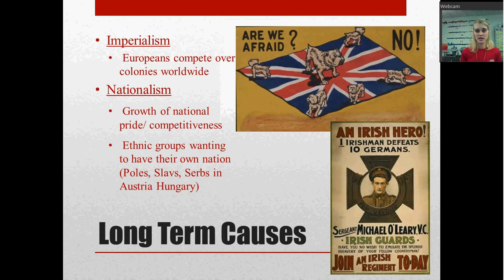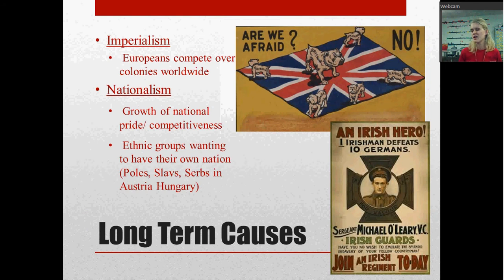So in the Austrian Empire, you might have people who are Serbian, who live in Austria, and that's their political nation, but they consider themselves Serbian. And that's what they consider their nation. You can see this over here. This is playing at Irish nationalism, right? So this idea that one Irishman can defeat 10 Germans, right? So join an Irish regiment today, join an Irish national regiment. And a lot of these ethnic groups are wanting their own political boundaries. Groups like the Polish people, Slavics, and Serbs are big in Austria-Hungary, Bosnia, and all of these different places. So this is all the stuff that's simmering in the background, right?